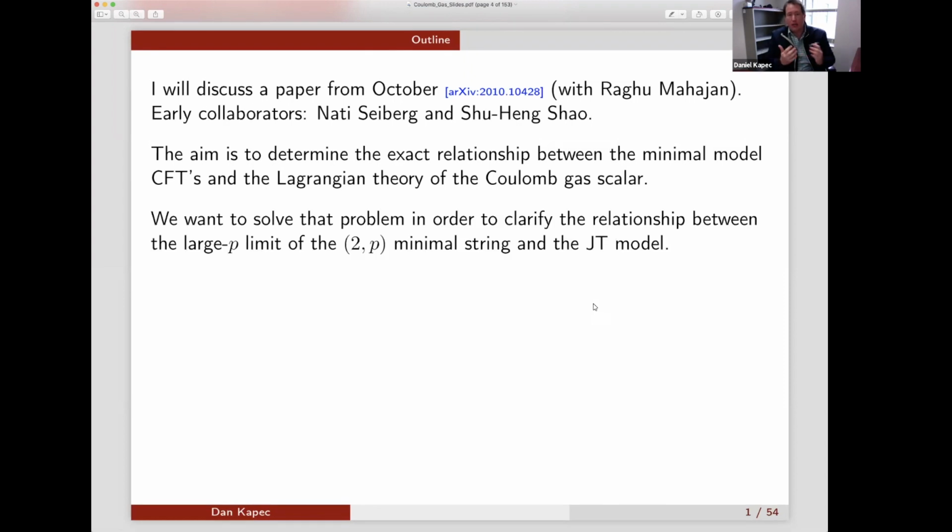So that's kind of a problem straight out of the 1980s, but we're interested in it now because it seems to be the quickest route to clarifying and potentially really deriving this relationship between the large P limit of the minimal string and the JT model.